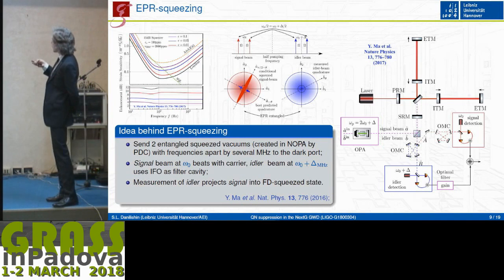And then, by separating the outgoing light using these two output mode cleaners, by measuring the amplitude quadrature of the outgoing light, I think if you measure the amplitude quadrature, you will project the signal light at different frequencies into the right quadrature. So that will basically do the same job as the filter cavity, but at the expense.